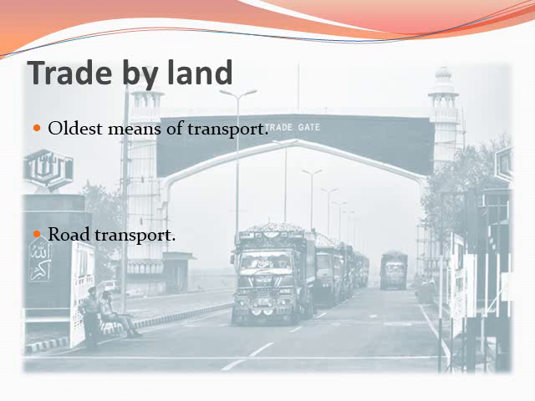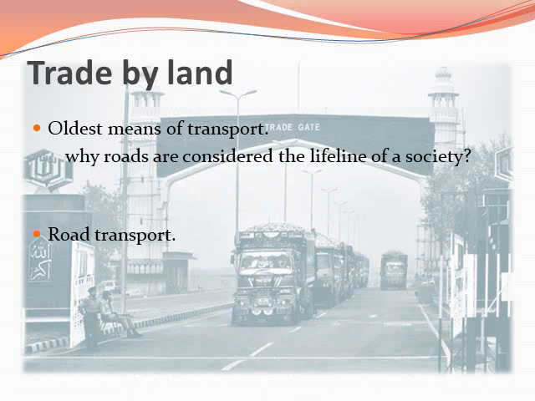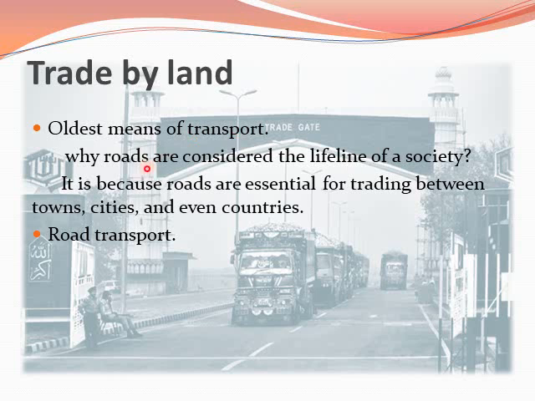Alright, as you know, land is the oldest means of transport and is considered the lifeline of a society. So just think, why are roads considered the lifeline of a society? Just think why they are considered the lifeline of a society. Because roads are essential for trading between towns, cities and even countries.